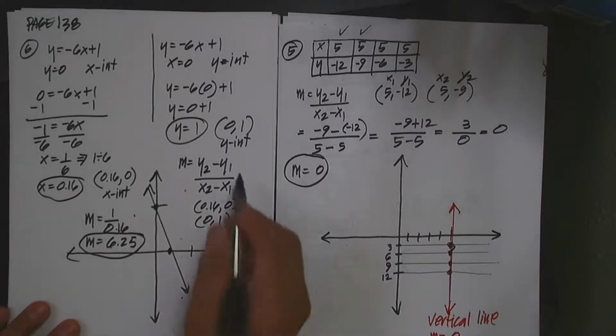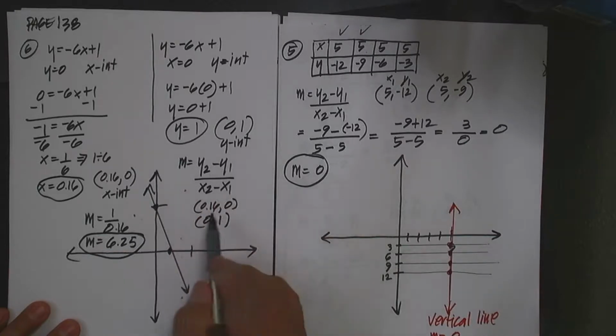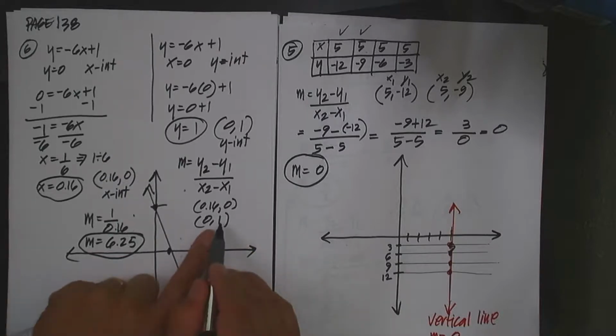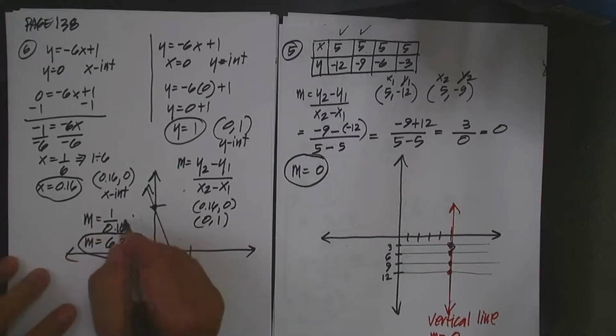You don't have to look for y sub 2 minus y sub 1, because your x and y are 0. All you have to do is put y, which represents 1, and then your x represents 0.16. So you ended up with 1 over 0.16. Okay, so that's it, y over x.